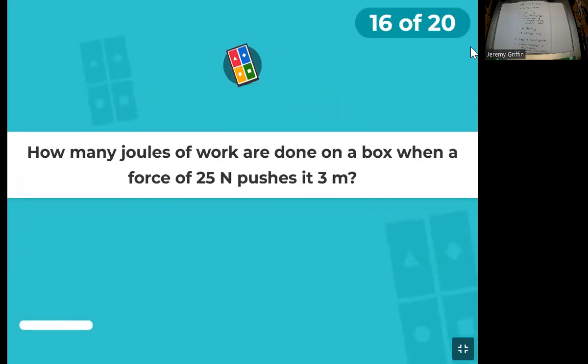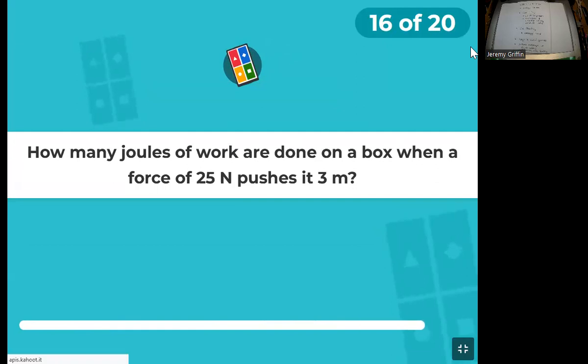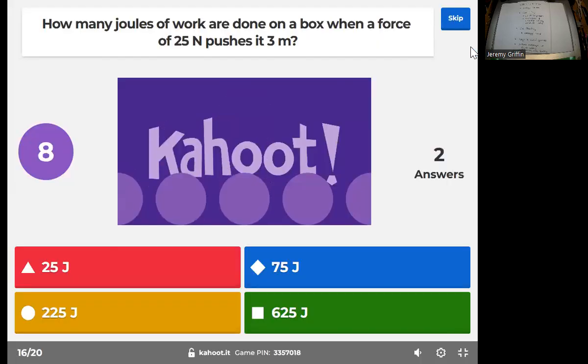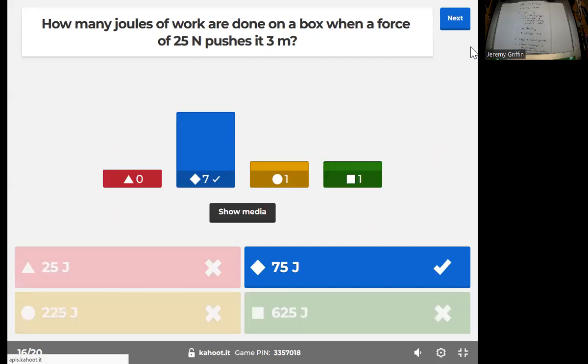Andy's on fire. How many joules of work done pushing about 25 newtons for 3 meters? How much work? Work equals force times distance. Force times distance.